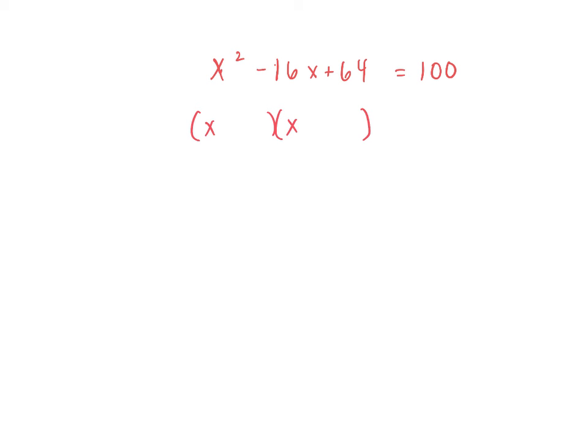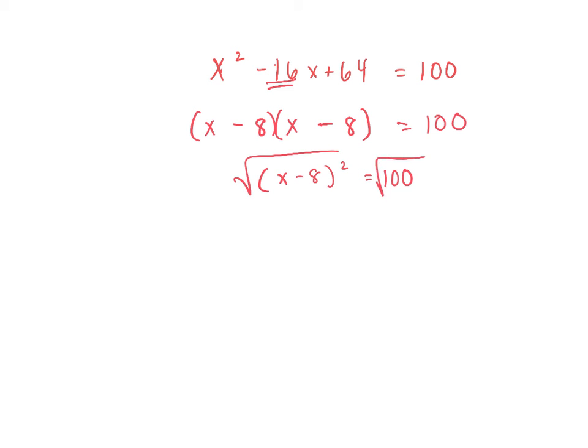x and x. Well, 64, if I want it to be a perfect square, I'm hoping it's 8 times 8. There's lots of options though. 1 times 64, 2 times 32, 4 times 16. But I want that 8 times 8 because I think it's a perfect square. 16 in the middle means they're both negative. Equals 100. There's my perfect square. That's an x minus 8 quantity squared equals 100. Square root both sides. x minus 8 equals plus or minus 10, and I take the 8 over.